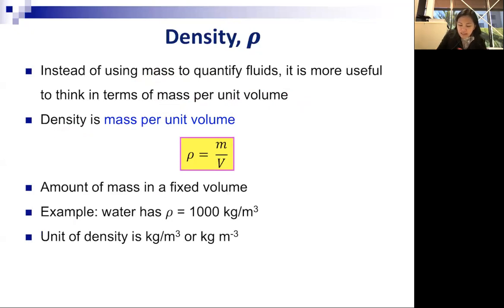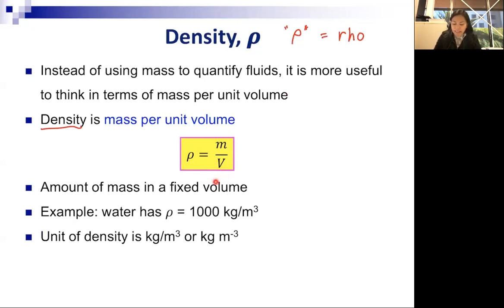So density is defined as mass per unit volume. We use the symbol rho. This Greek symbol, it's not a P. You can think of it as a fancy P or a curly P, but we read this as rho. It's a Greek symbol, rho. Mass per unit volume is density. So density is essentially mass divided by the volume of the object.